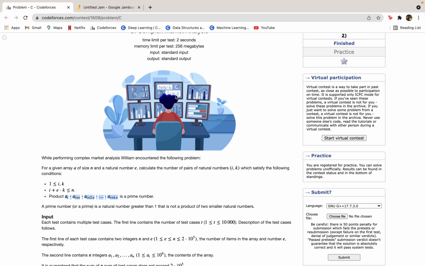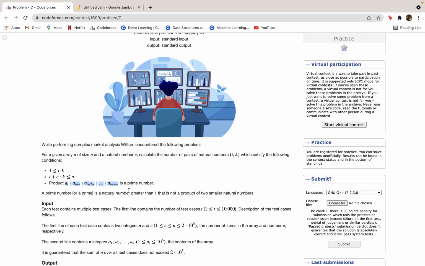Now we need to calculate the number of pairs of natural numbers i, k which satisfy the following conditions. Both i and k need to be greater than or equal to 1. i plus e times k needs to be less than or equal to n. And the product a_i, a_(i+e), a_(i+2e), up till a_(i+ke) needs to be a prime number. Now we make an important observation here.